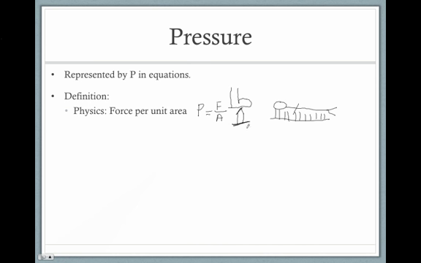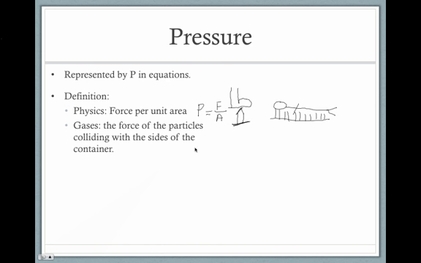The other definition of pressure is the gas law's definition, and it's important that we understand this as well, because this is the one that we're going to be dealing with most often, and that is the force of the particles colliding with the sides of the container. So again, a gas definition of pressure is the force of the particles colliding with the sides of the container. So as particles are moving, they're hitting the sides of the container. That creates a force. But it also means that the area that we're talking about is the surface area of the inside of the container.